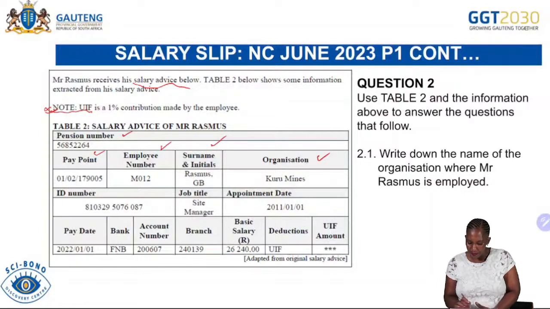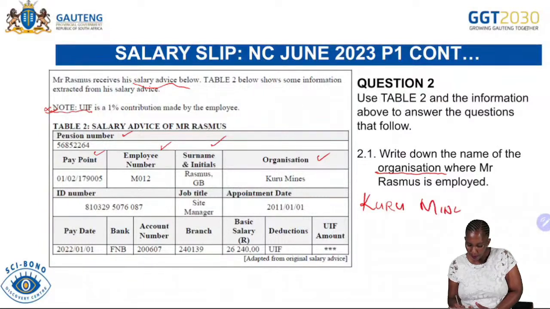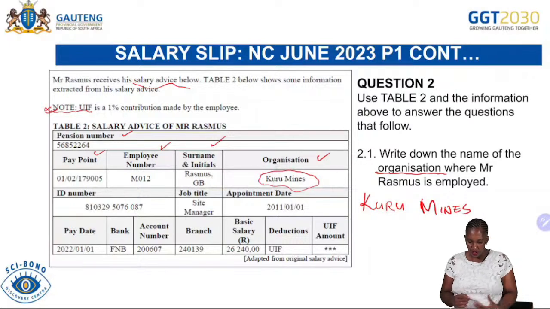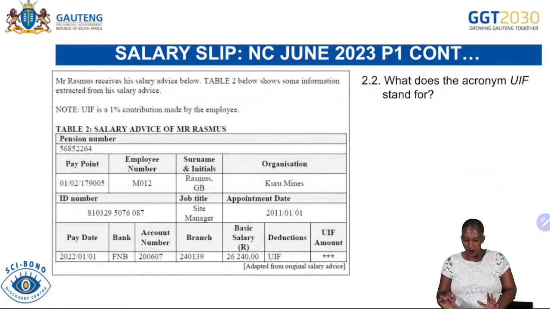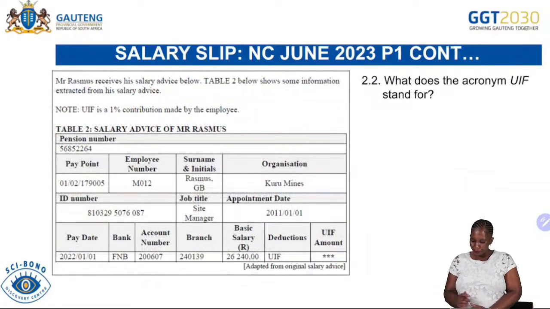Now question says, write down the name of the organization where Mr. Rasmus is employed. The answer is so simple. Kuru Mines. It's given, boys and girls. It's the name of the organization. You just select it there. You don't need to scratch your head. It's already there. Now you go to the next one now.